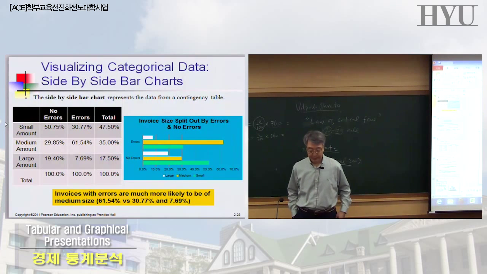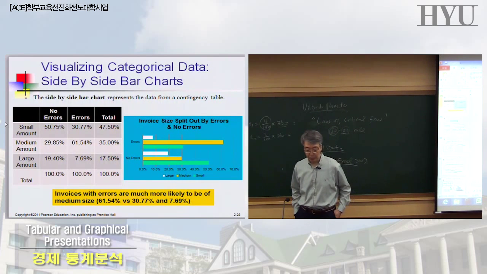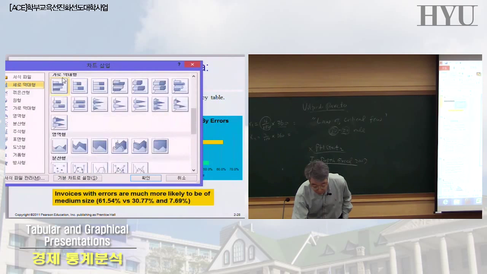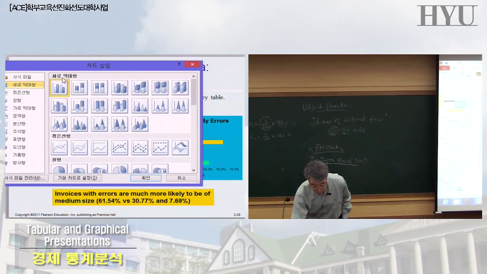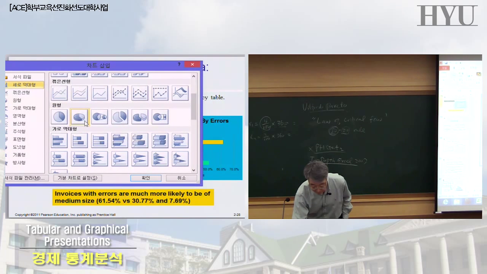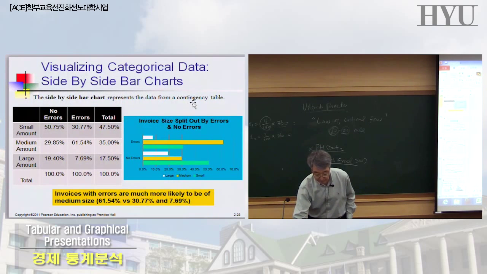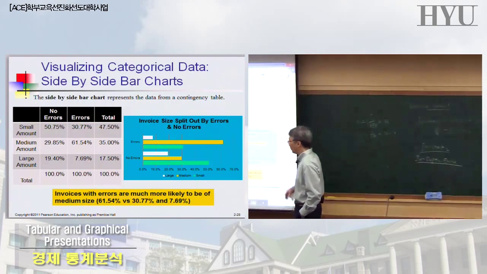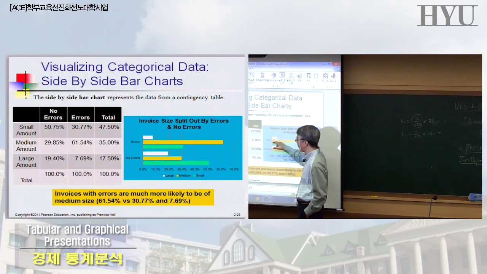Another simple presentation is the side-by-side bar chart. Yeah, you can try at home many different ways. The benefit of the side-by-side bar chart is that sometimes you want to compare these numbers within each category, right?